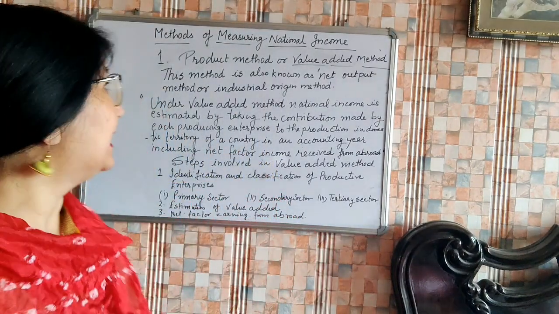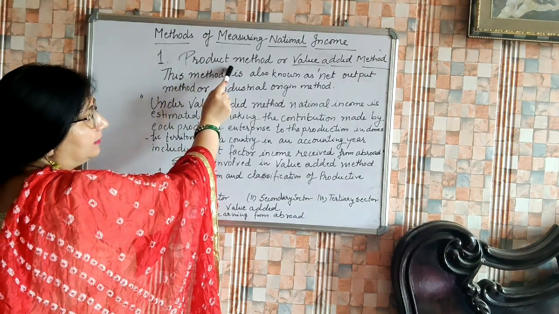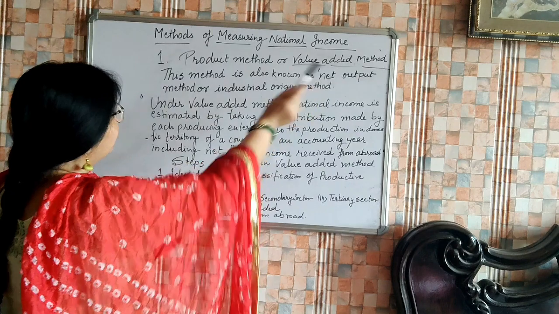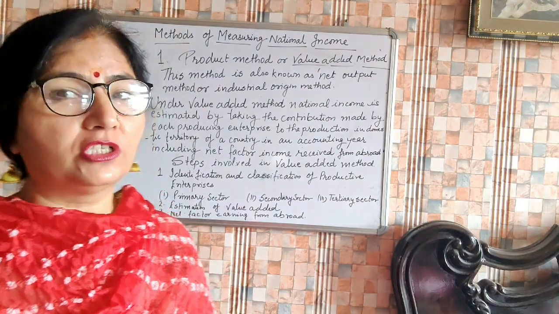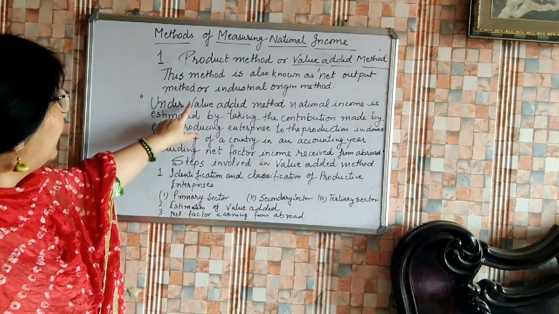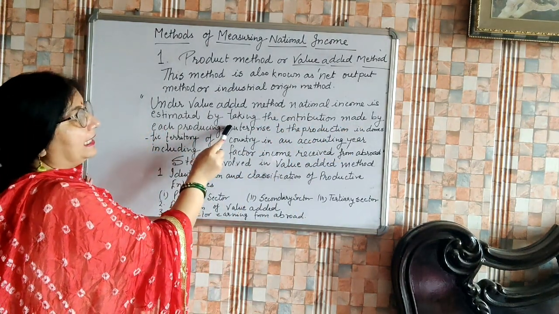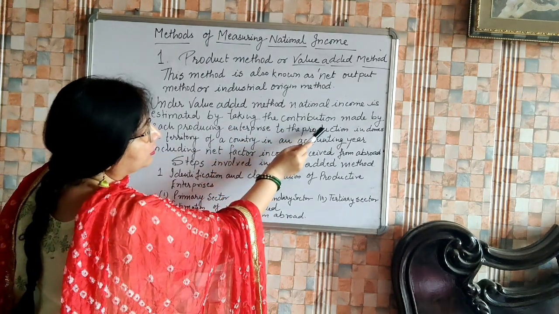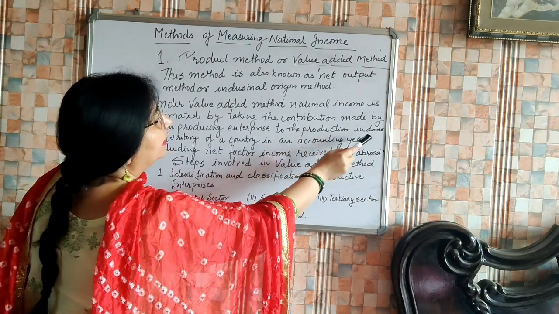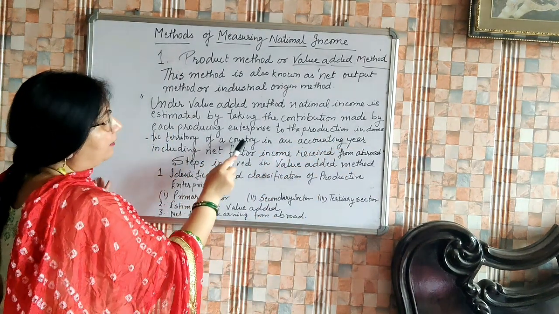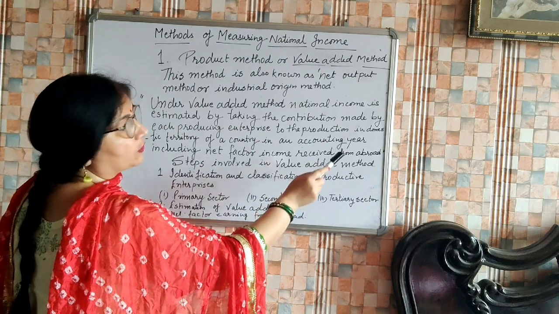Methods of measuring national income. First method is product method or value added method. This method is also known as net output method or industrial origin method. Under value added method, national income is estimated by taking the contribution made by each producing enterprise to the production in domestic territory of a country in an accounting year, including net factor income received from abroad.